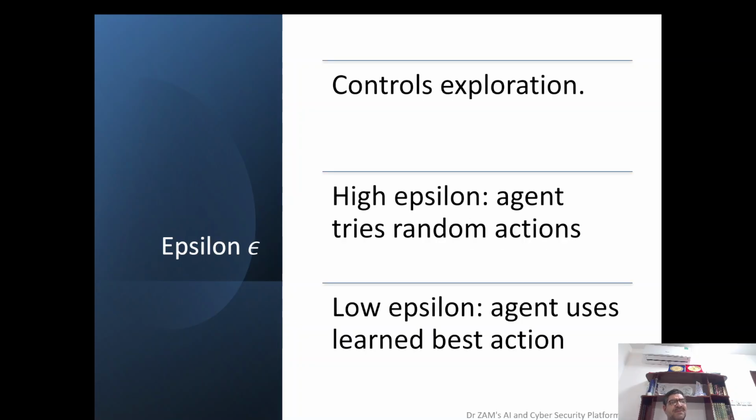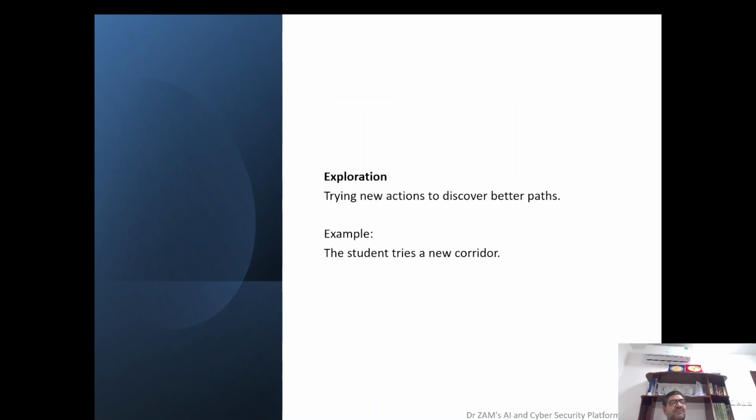And then epsilon controls exploration. High epsilon, I think we had discussed this in the previous part itself: the agent tries random actions. If it's low epsilon, the agent uses the learned best action. That means if epsilon is low, you already have learning through which you can take the best action based on the previous experience you have.